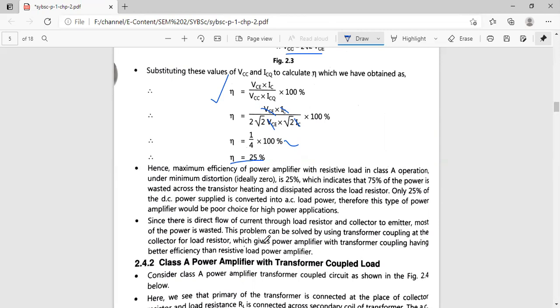The coupling at the collector for load resistor, which gives the power amplifier with transformer coupling, having better efficiency than the resistive load power amplifier. So if you want to increase the efficiency of this type of amplifier, instead of using a resistive load, we can go for a transformer load.